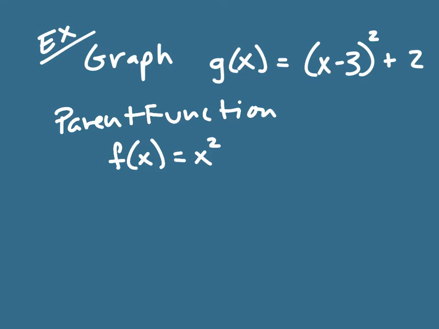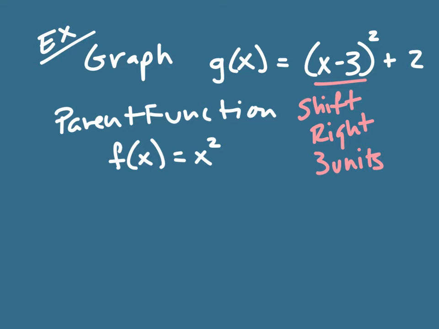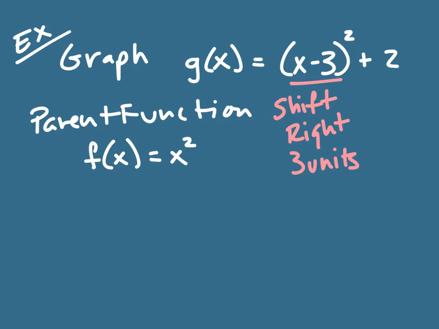Now I want to look at this. This x minus 3, because it's inside the parentheses, is going to be a shift to the right 3 units. Remember that if it's inside the parentheses or inside your grouping symbols, it's always going to be the opposite of what it says. So if it's a minus, that means it's going to be shifted to the right 3 units. The other one is this plus 2 here, which is going to be your shift up 2 units.